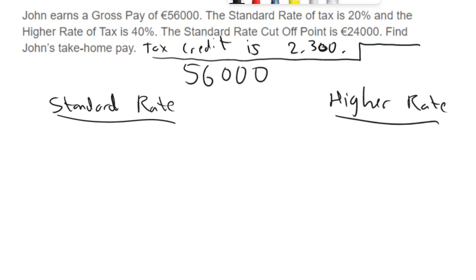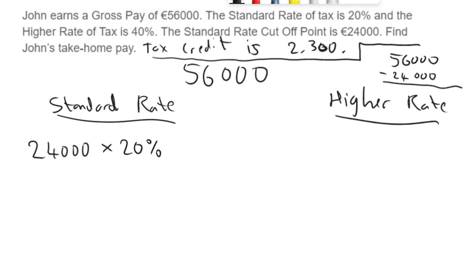Right, so up to the standard rate anyway is 24,000. So you're going to pay that at 20%. Then I must do 56,000, take away the standard rate cut-off point, so that's 24,000. So that'll be 32,000 that's left then.